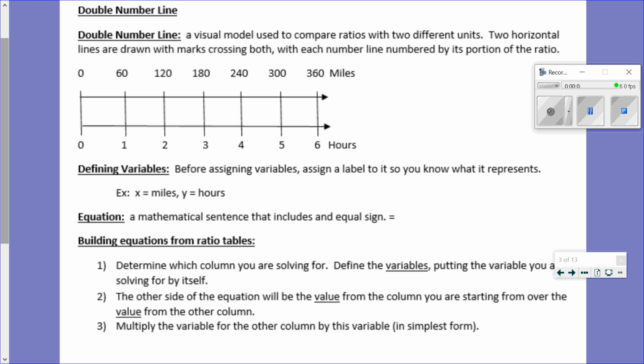Okay, today what we're going to do is talk about the next extension. Last time we did tables, ratio tables. Now we're going to do a double number line. A double number line is just a visual model that is used to compare ratios that have two different units.